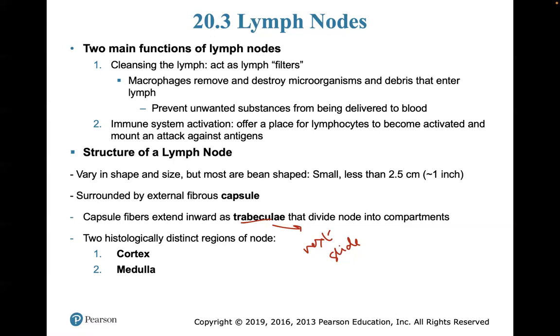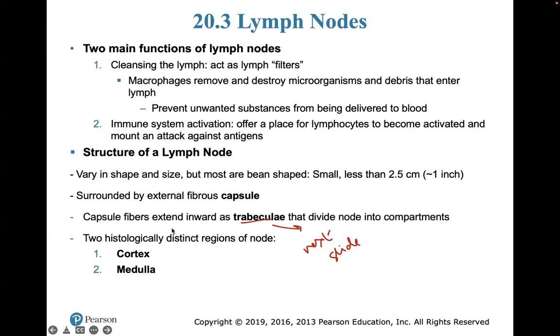Whenever a lymphocyte encounters a pathogen, that is when the lymphocyte is activated, and that heavily happens in the lymph node, because it is the first time they are exposed to a pathogen. That's what immune system activation means. Lymphocytes become activated because it's their first time encountering the pathogen, so now they know what to do. That's their activation, and that happens in the lymph node.